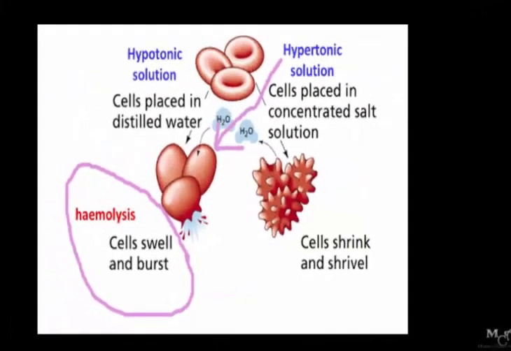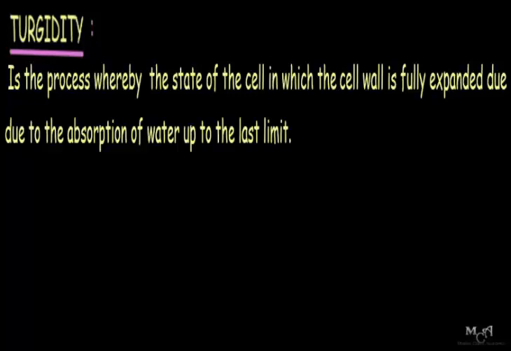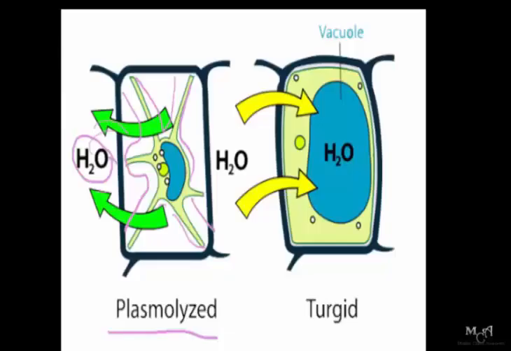Let's talk about turgidity. Turgidity is the state of the cell in which the cell wall is fully expanded due to water being absorbed into the cell up to the last limit. For example, how does it affect the plant cell? Plant cells that lose much water have less turgor pressure and tend to become plasmolyzed.